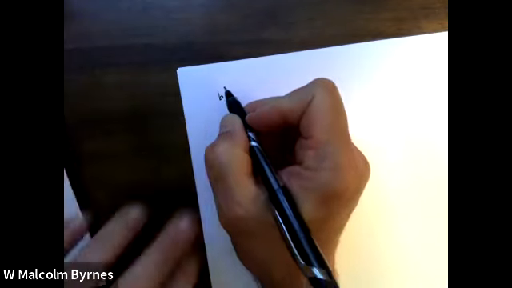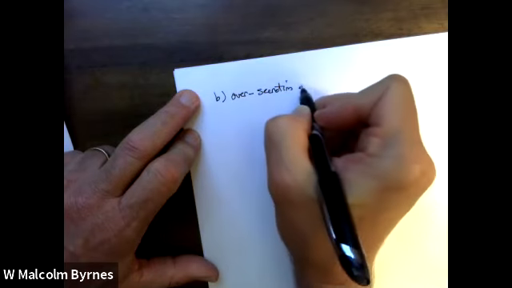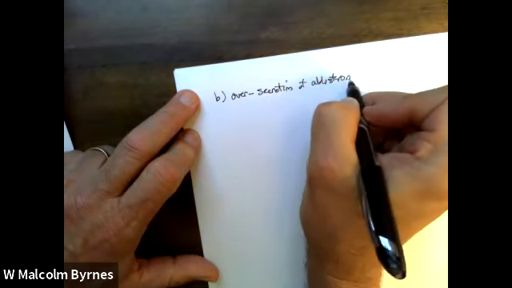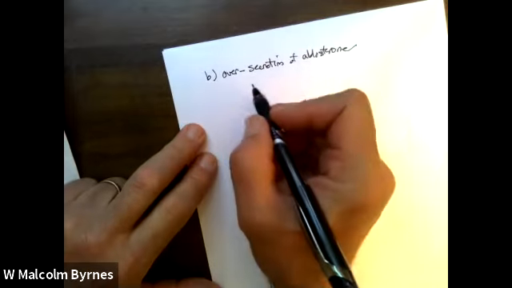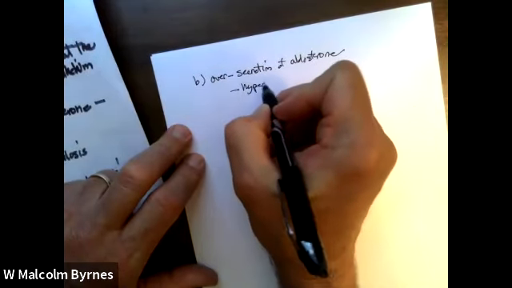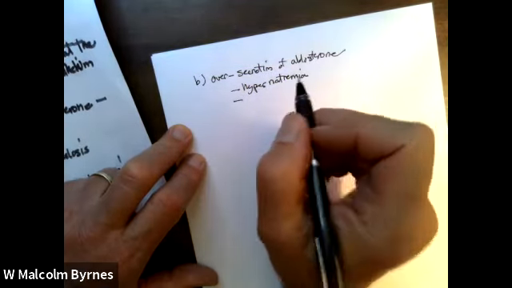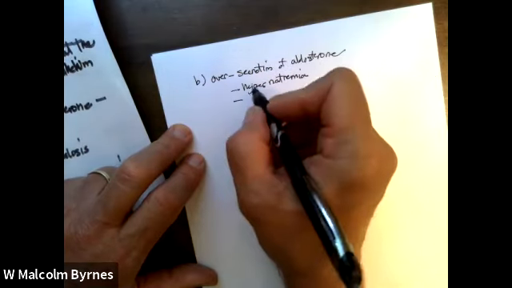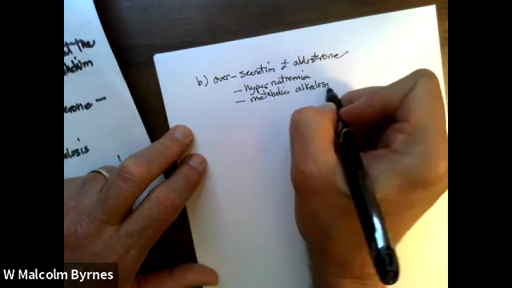Now, another disease is called Conn's. When you have too much, or over secretion, of aldosterone, you've got too high levels in the blood, and this will cause hypernatremia, and the opposite of what happened with too low levels. You'll have metabolic alkalosis.